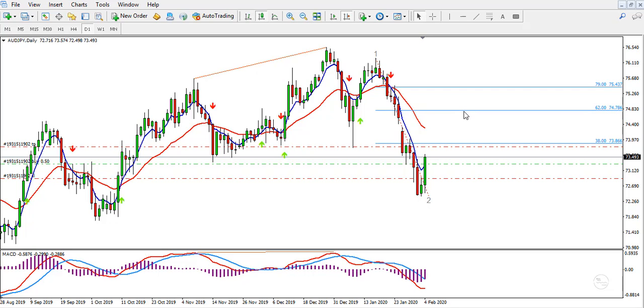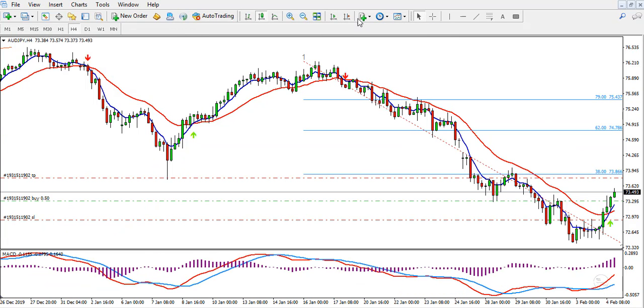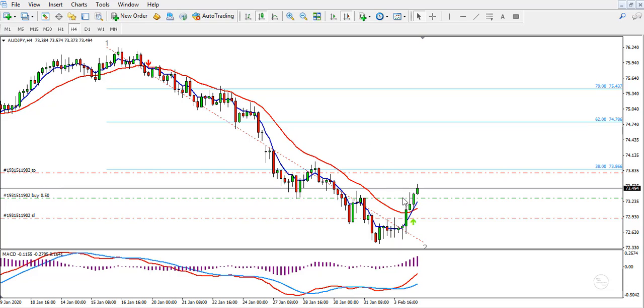Ideally, my profit target should be in this region, but I'm okay with this one for now, and I'm going to keep my eye on the chart and see what happens. So let's go quickly to the 4-hour chart. And on the 4-hour chart, this is what's happening.